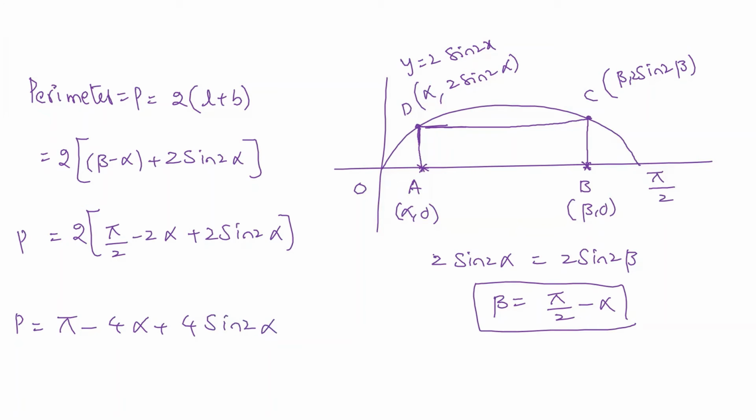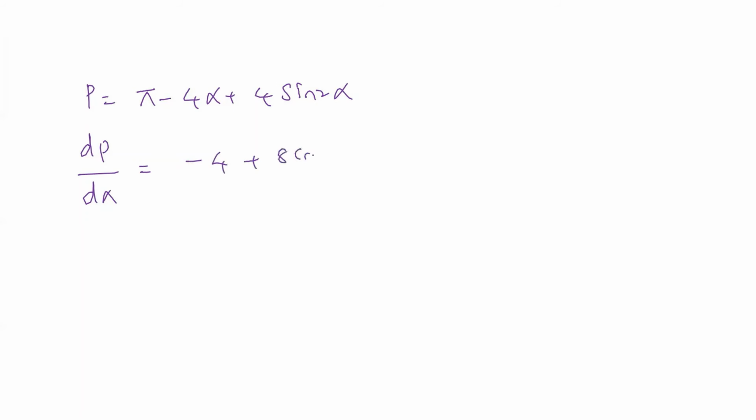So now they are saying make the perimeter maximum. We need to find out a rectangle having a maximum perimeter. So that means we are going to take the differentiation of P with respect to alpha equal to 0 to find out the maximum perimeter. Okay, so proceed with this one. So we got the perimeter as pi minus 4 alpha plus 4 sine 2 alpha, and we are going to take the differentiation of this with respect to alpha. So that one is going to give you minus 4 plus 8 cos 2 alpha equal to 0. So from this, we are going to get 2 alpha equal to pi by 3. And alpha will become equal to pi by 6, right?